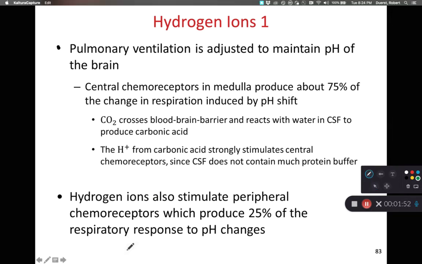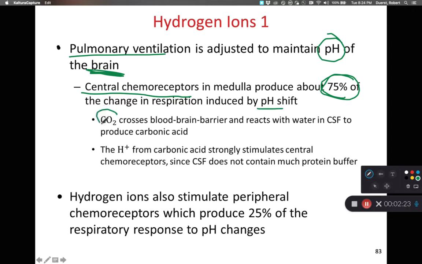So as we look at our rate of breathing in and breathing out, pulmonary ventilation, we adjust it to maintain blood pH homeostasis and pH homeostasis of the brain. So within our brain, we have central chemoreceptors. Those central chemoreceptors monitor a fluctuation within the pH and have the biggest effect. Approximately 3/4 of the change in respiratory rhythm is going to be induced by the pH shift that they detect.